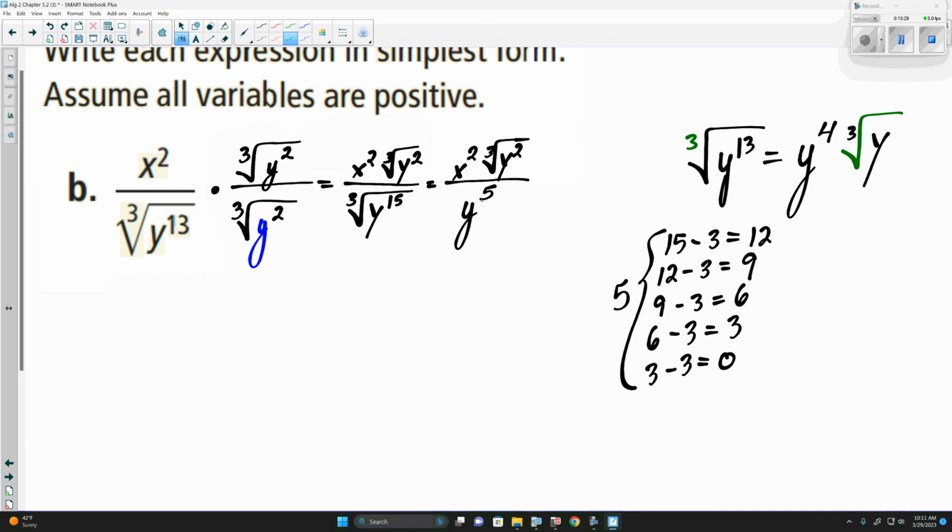Or really, we could have divided. 15 divided by 3 is 5. Because if we remember our rational exponent, it's the exponent over the root. Exponent divided by the root will get us the same thing. Any questions over this here? All right.